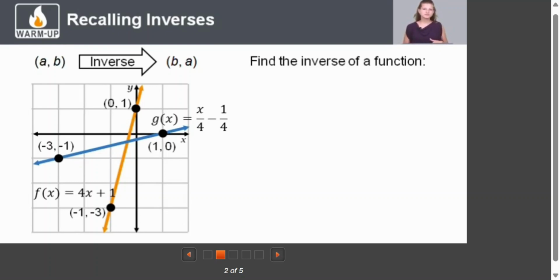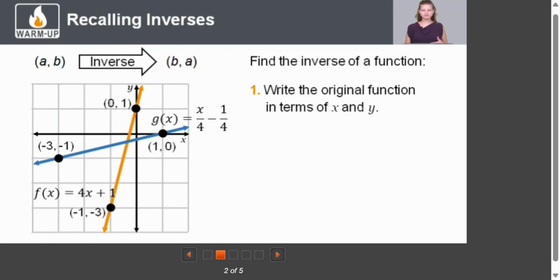To find the inverse of a function algebraically, first you write the original function in terms of x and y. Then you switch your x and your y coordinates, like we said, and then you have to solve for y. Let's see how we do this.